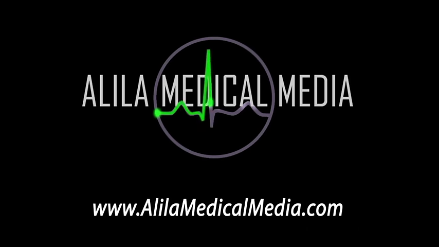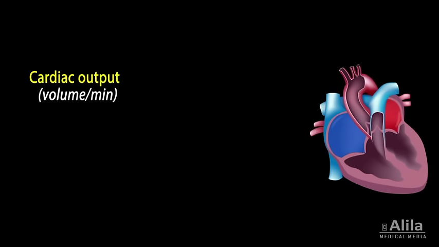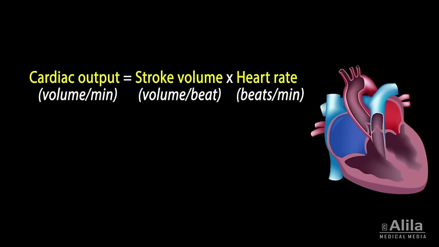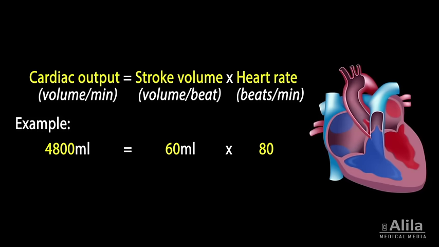Cardiac output is the amount of blood pumped by each ventricle in 1 minute. It is the product of stroke volume, the amount of blood pumped in one heartbeat, and heart rate, the number of beats in 1 minute. An increase in either stroke volume or heart rate results in increased cardiac output and vice versa.